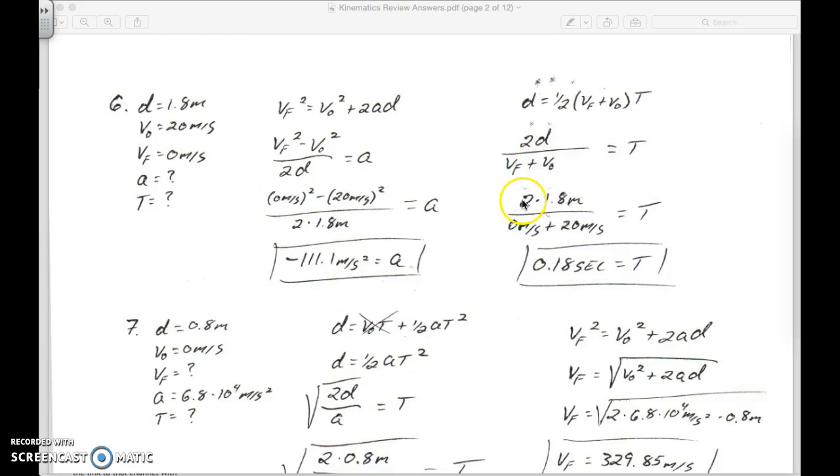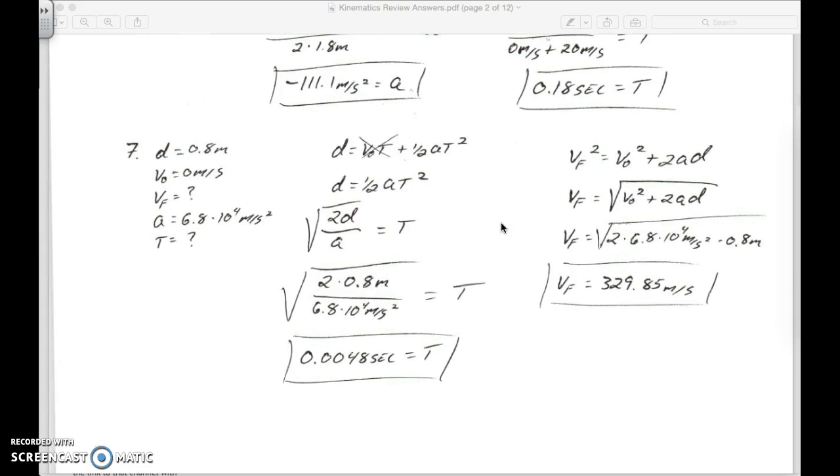I can plug my numbers in. I have 2 times 1.8 meters, all over 0 plus 20. And that tells me it takes him 0.18 seconds to stop. And finally, number 7, a bullet accelerates at 6.8 times 10 to the 4th meters per second squared. It starts from rest, because before you pull the trigger on a gun, the bullet's not moving, so the initial speed is 0. And it travels 0.8 meters through the barrel of the gun. So that's our distance that it's going while inside the gun.